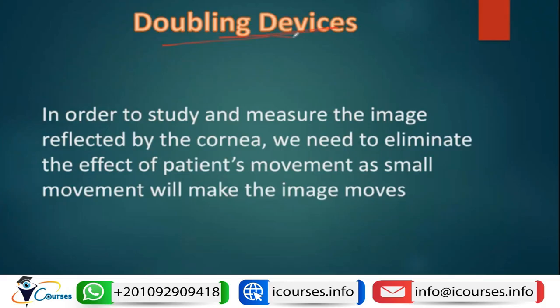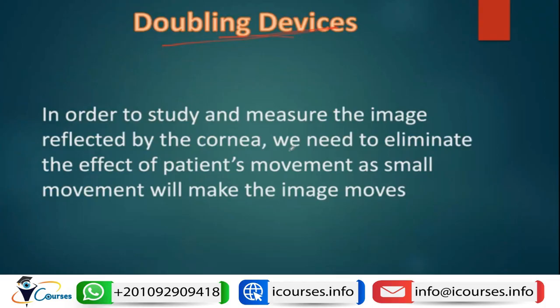We use doubling devices. These doubling devices in keratometry are used to divide or double the image in order to overcome or counteract any slight movement by the patient. Meaning that if the patient is sitting at the keratometer, and we are measuring the object size or the image, if the patient moves a little bit, then the image will also move a little bit, and we will not reach an accurate estimation of the image size.